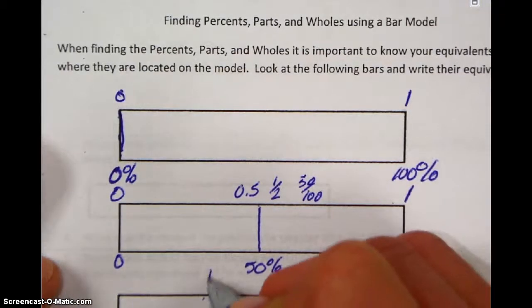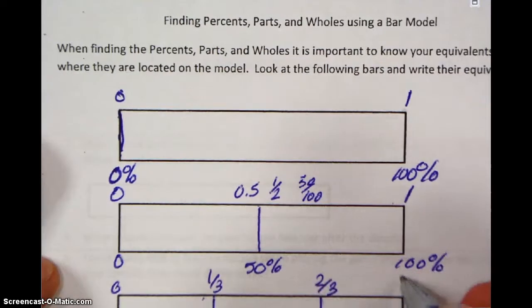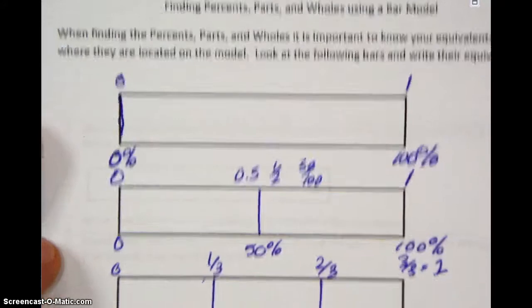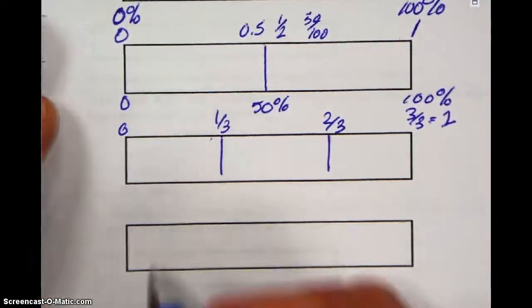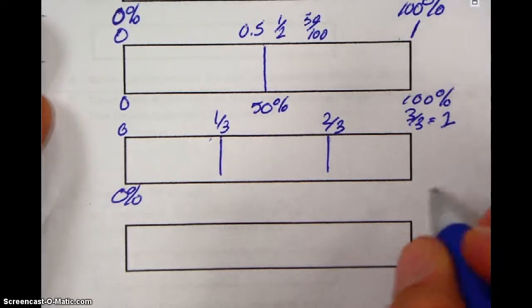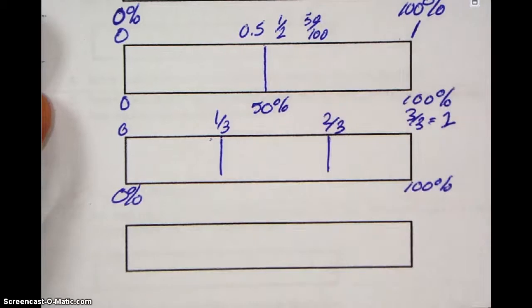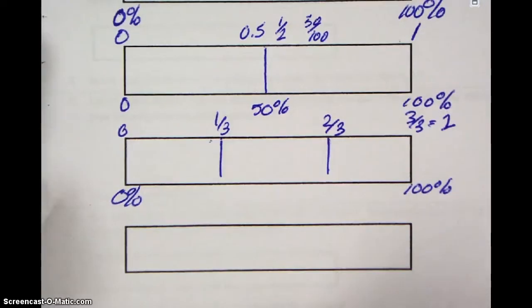In the next one, we're going to break this bar model into thirds. So we would have 0, 1/3, 2/3, and 3 over 3, or the whole enchilada. So if I had none of it, I would have 0%. If I had the whole, how much would I have? Class? 100%.